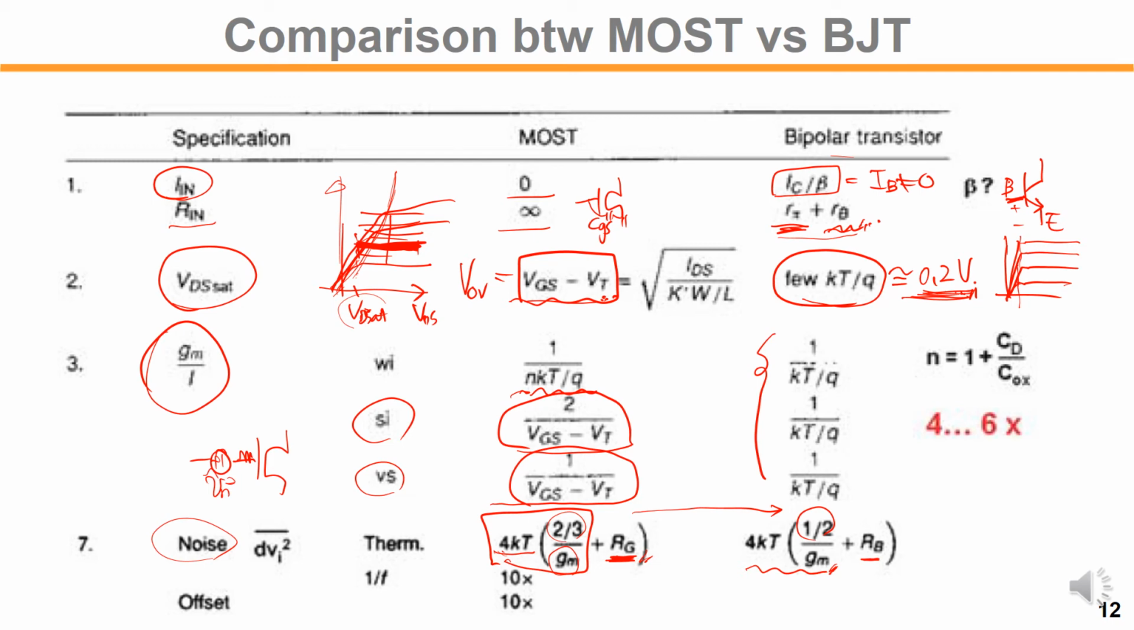Device offset, for a similar size, MOSFET is 10x larger, and also flicker noise is also 10x larger than the bipolar case. So for the same amount of current, bipolar is faster because it has larger gm and smaller noise and so on. But because of the digital operation, MOSFET is easier for digital implementation.